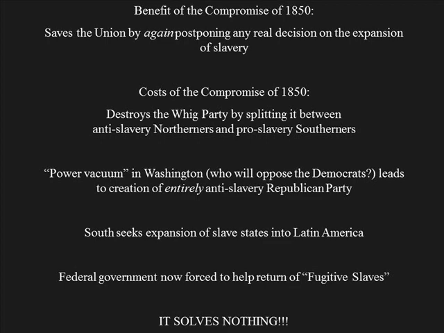Another major problem is that now the federal government is going to be forced to hunt down runaway slaves and bring them back to their southern owners. And another major problem is that it just doesn't solve the question of slavery. They have kicked the debate down the road a little. Because the debate becomes much more violent over time, there are threats of civil war, that the country would split in two.